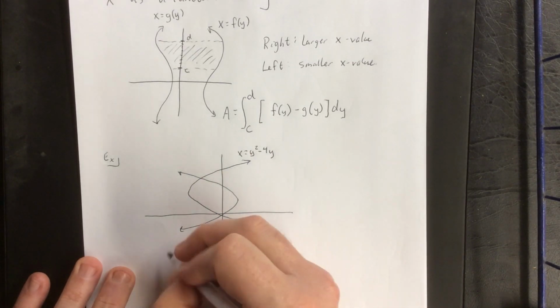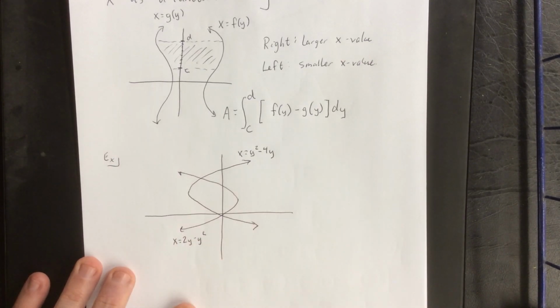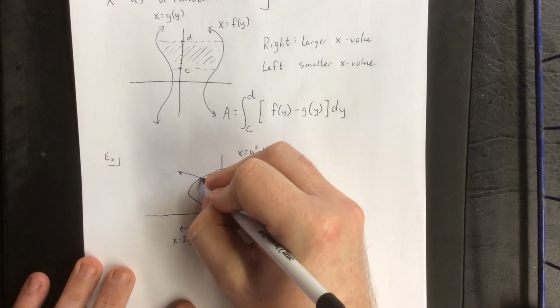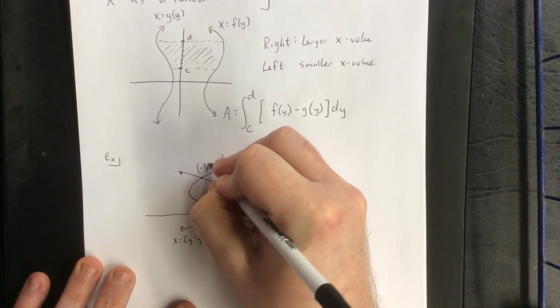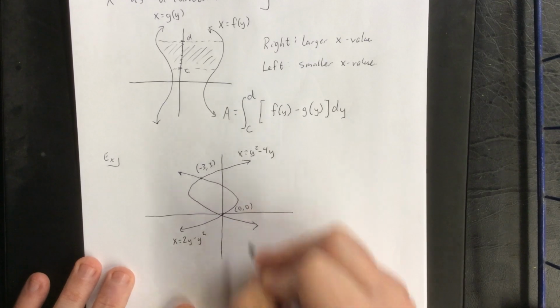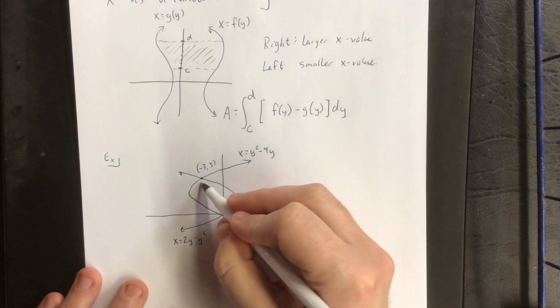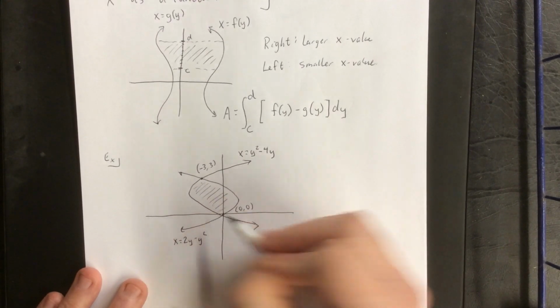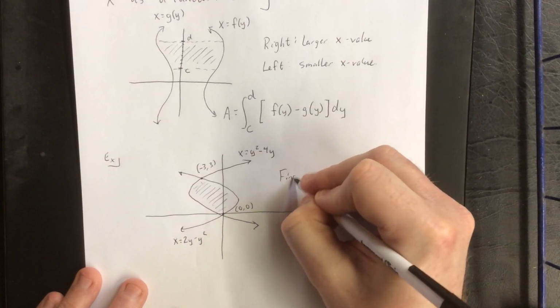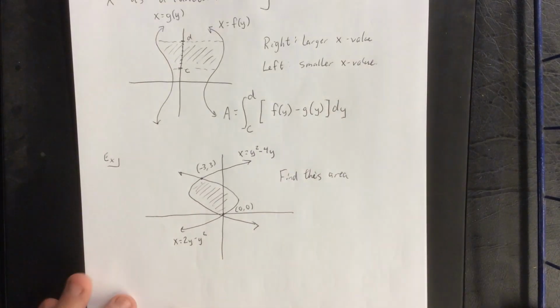And for this other one, we have x as 2y minus y squared. I've also been informed that this point of intersection is at 3, and that this other point of intersection is right at the origin, despite how I drew it. The area in question would be this area right here. What we're going to do is use calculus to find this area.